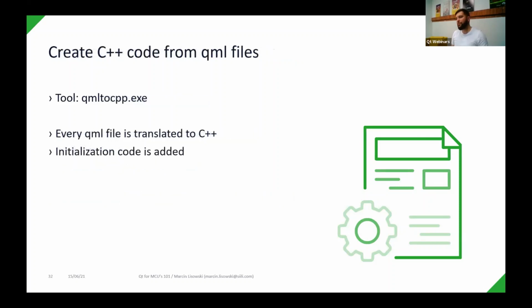And the QML to CPP is the tool to convert the QML files to C++ representation. It's done for each QML file. It also defines how to initialize those components on the C++ side. But it's completely transparent for you. It's something that is done, well, it's hidden, but it's important to know how it works.